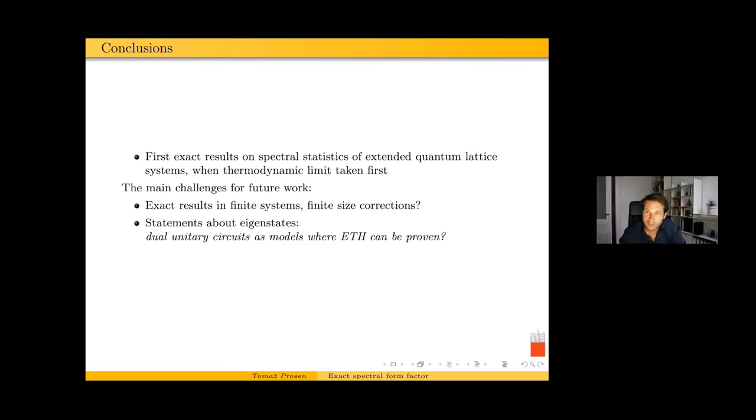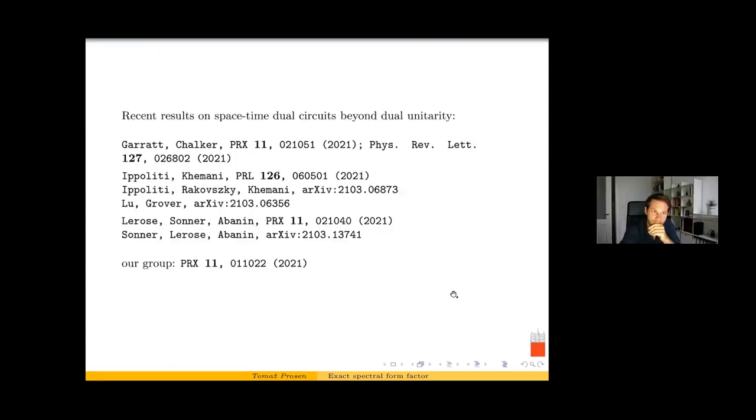A quick one. I was wondering what happens when you give up this fine tuning. Physically, when you do some numerics, is it smoothly connected? I believe yes. That's a very interesting question, and it's basically the topic of the paper I quoted here, but I didn't have time to mention. It's a paper from our group in PRX in March or April this year, where we look precisely at this situation. We try to understand what happens if you shake it a little bit and go away from dual unitary. Then of course you have to look at something simpler than the spectral form factor. We looked at just two-point correlation functions of local observables, and that seemed to be smooth in the perturbation parameter.